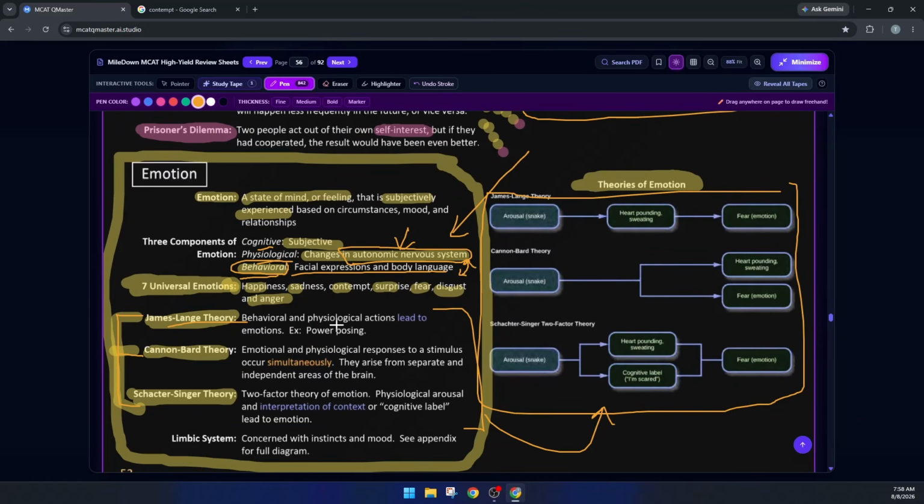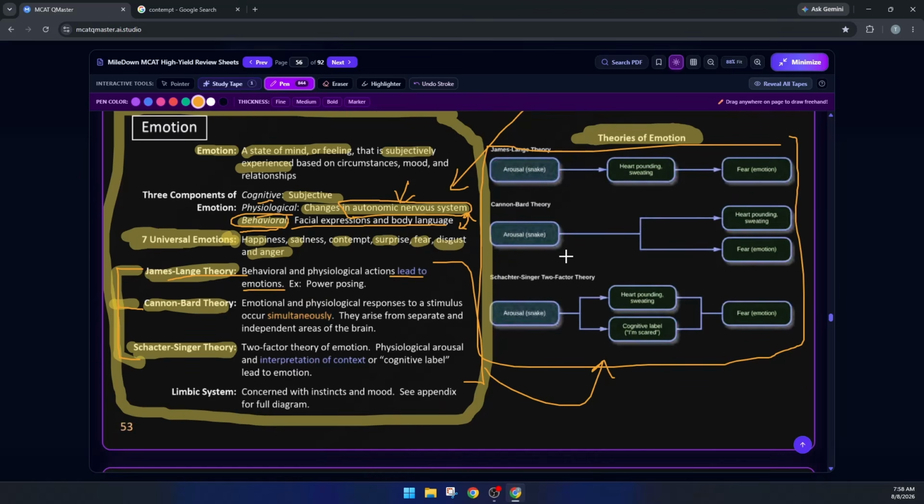So James-Lange theory is behavioral and physiological actions lead to emotions. So the theory is basically, if I behave in a certain way, that makes me feel a certain way. The example given here is power posing. If I wanted to start power posing, meaning I take very confident strides in my life, I literally pose like Superman, or I have my arms stretched wide, or my body language in general is just very confident, right? So that's my behavior and physiological actions. I'm not too sure if that involves physiological, but it leads to an emotion. What emotion do you think I have from just power posing? Probably confidence, and emotions that are subjective too, like happiness.